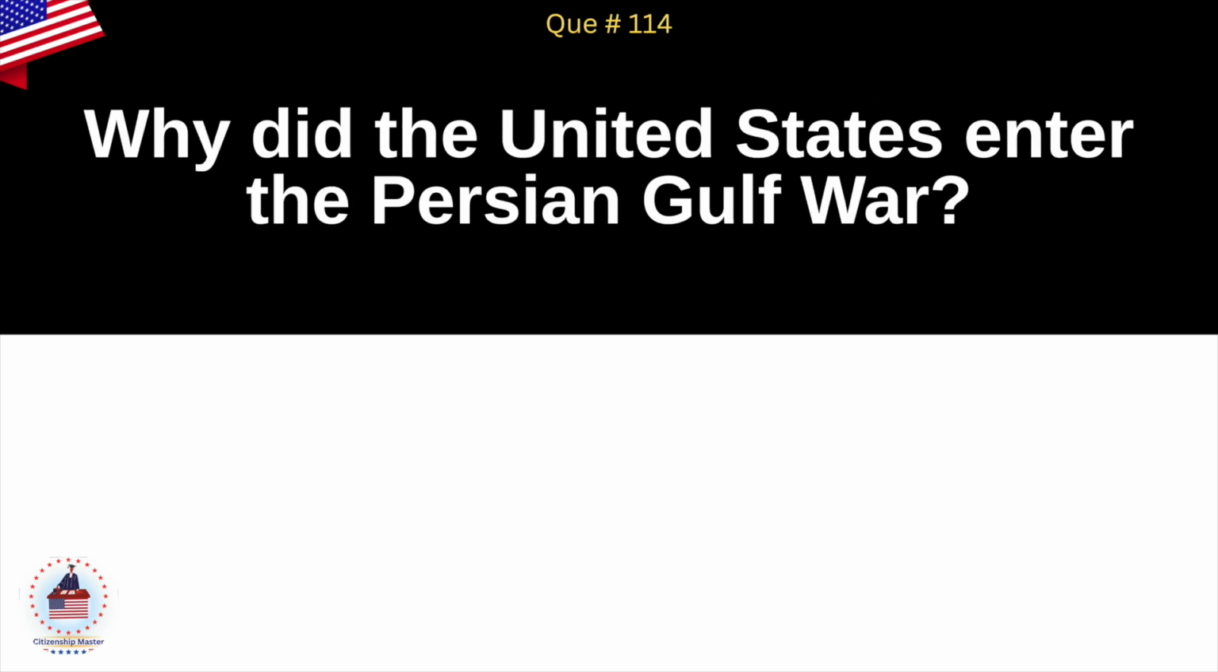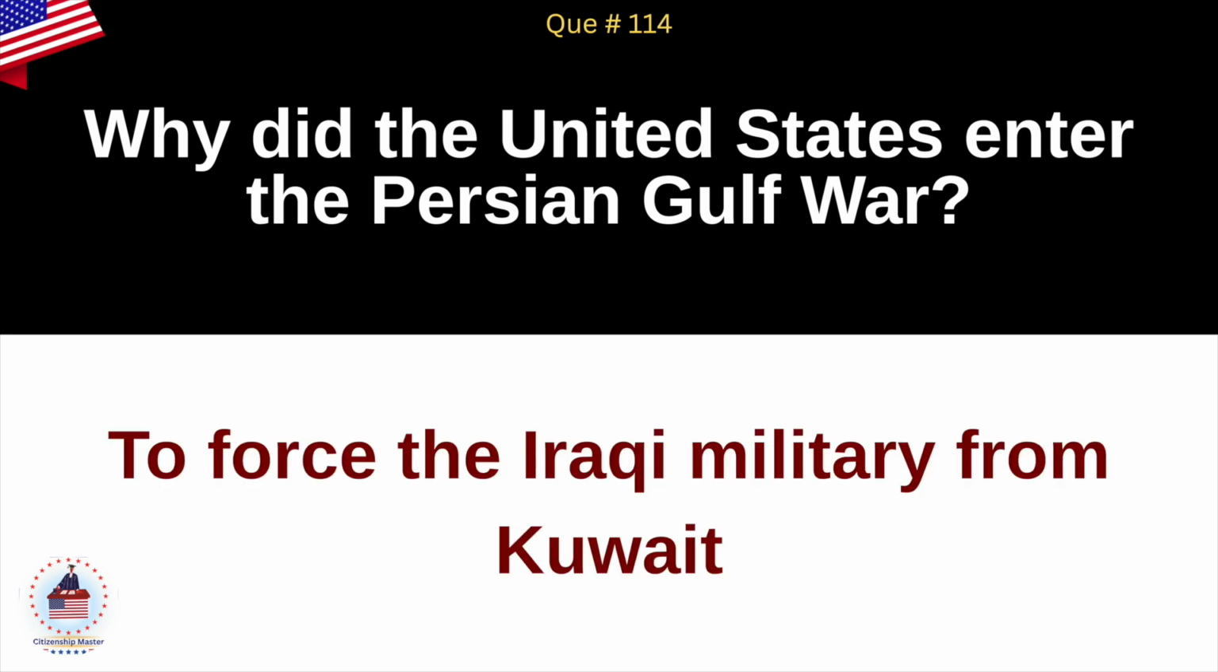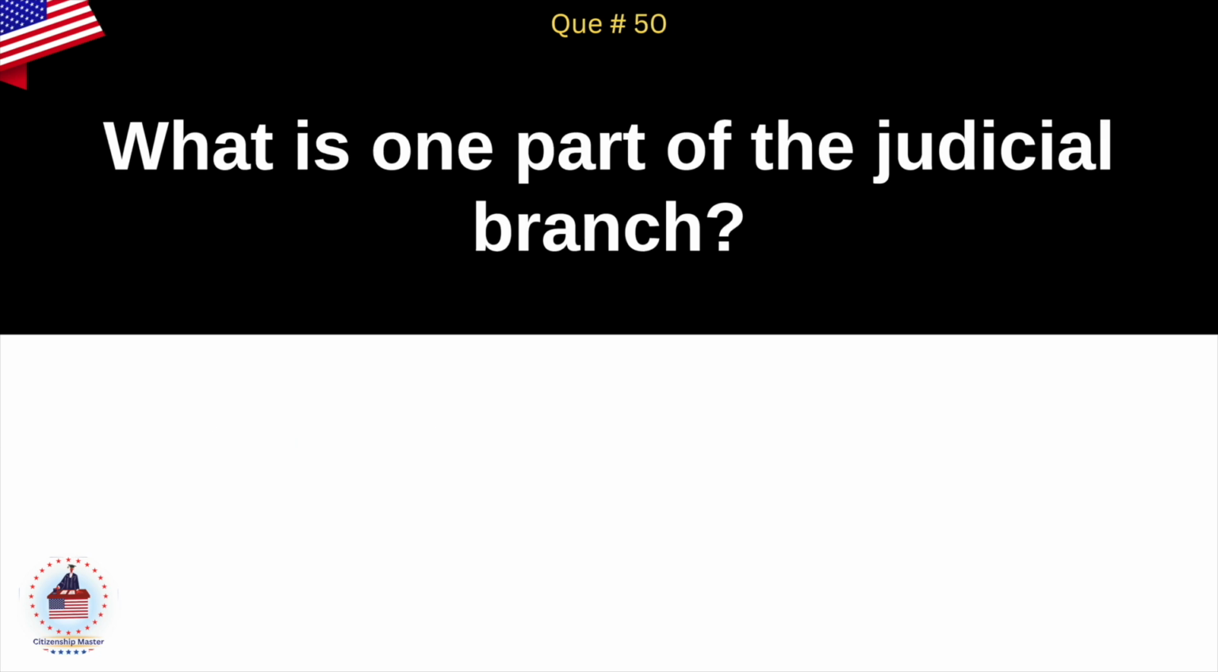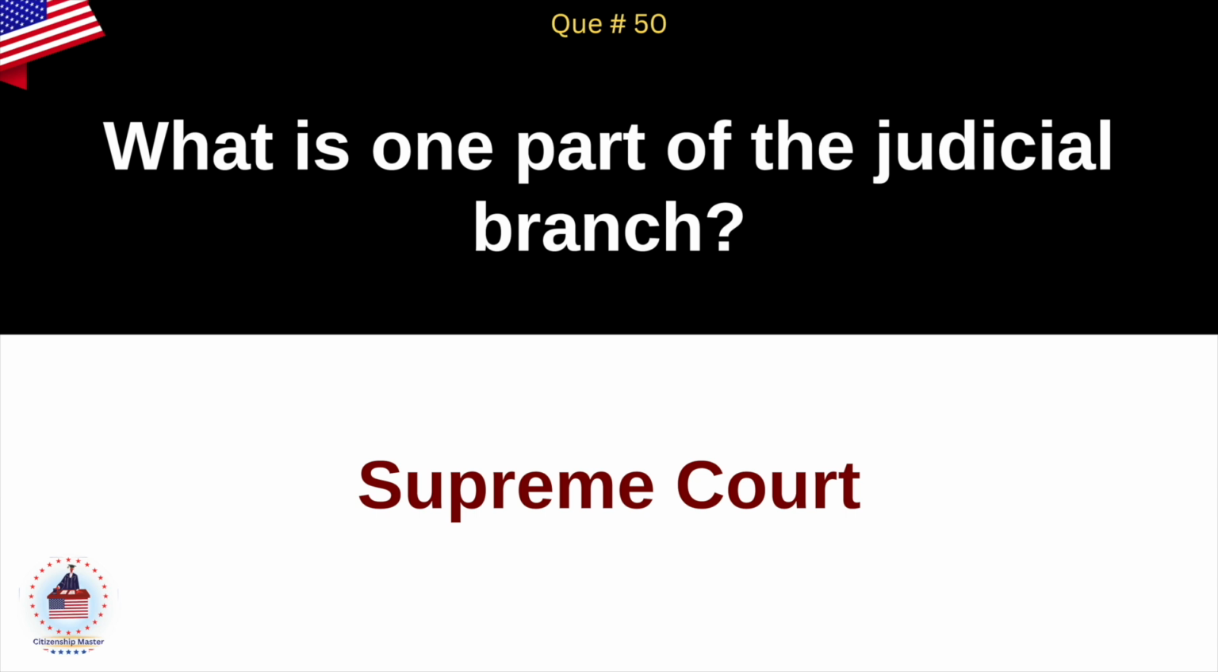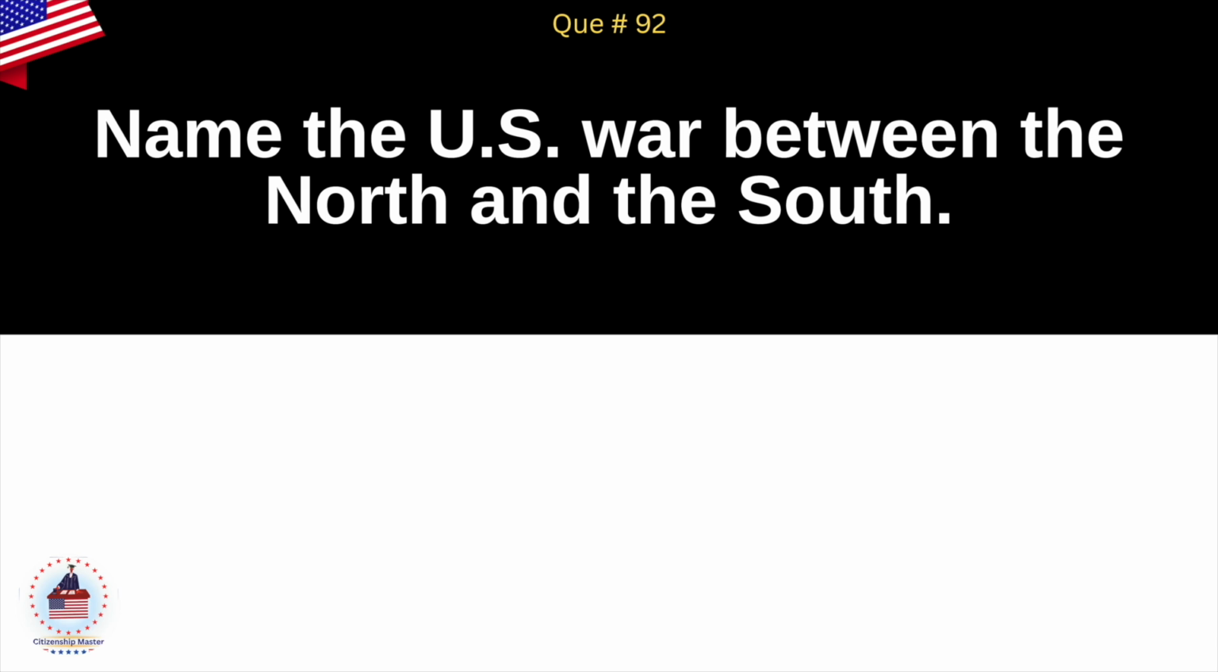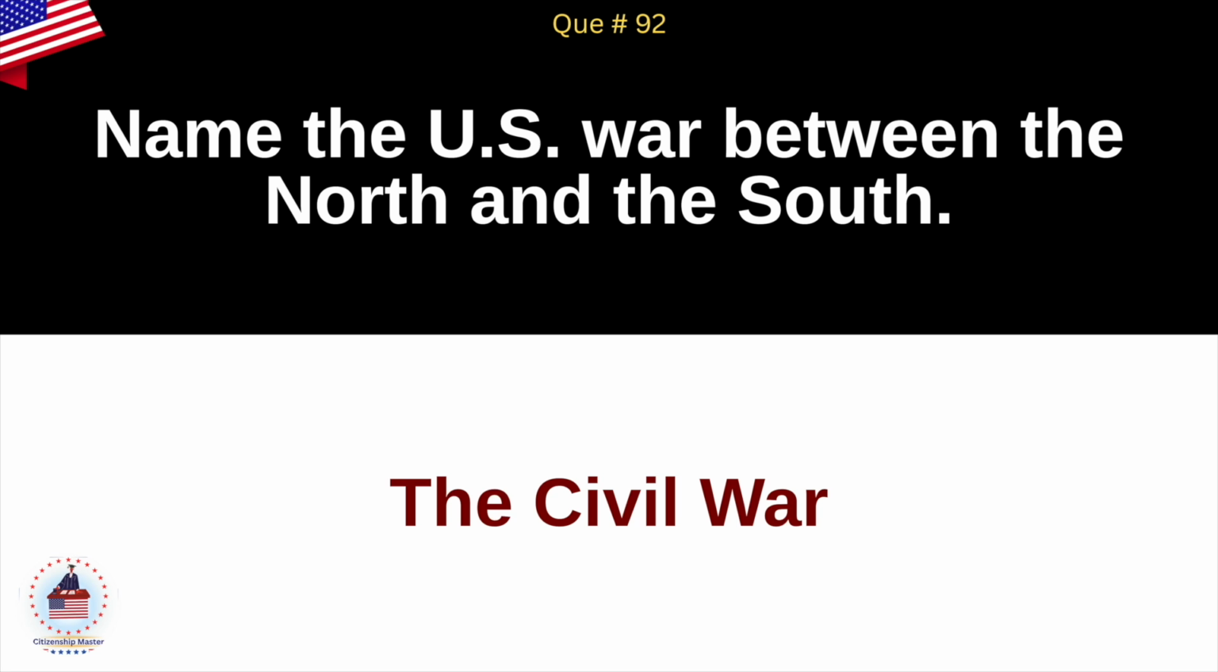Why did the United States enter the Persian Gulf War? To force the Iraqi military from Kuwait. What is one part of the judicial branch? Supreme Court. Name the U.S. war between the North and the South. The Civil War.